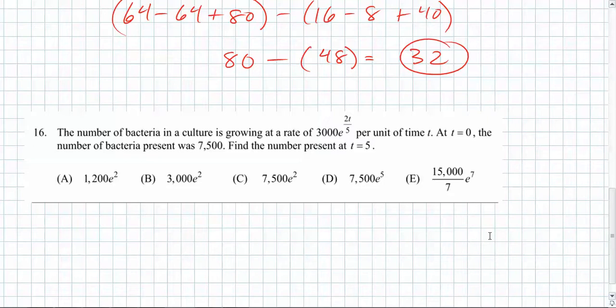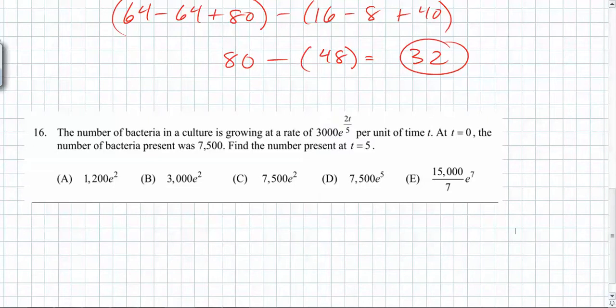It's telling you that at time equals 0, the bacteria present was 7,500. You need that. Why? Because if you anti-differentiate a rate of change, you get the population, right? But then what do you get tacked on to the end when you anti-differentiate? A constant. This allows you to solve for the constant, and then you can just plug in t equals 5.